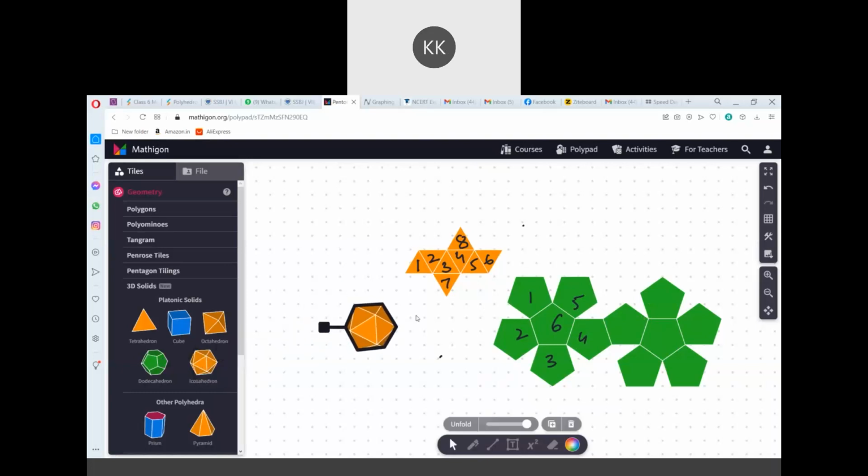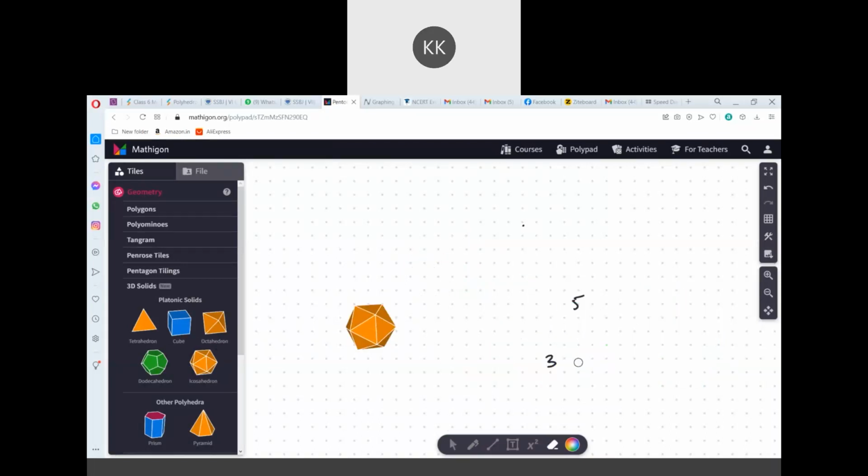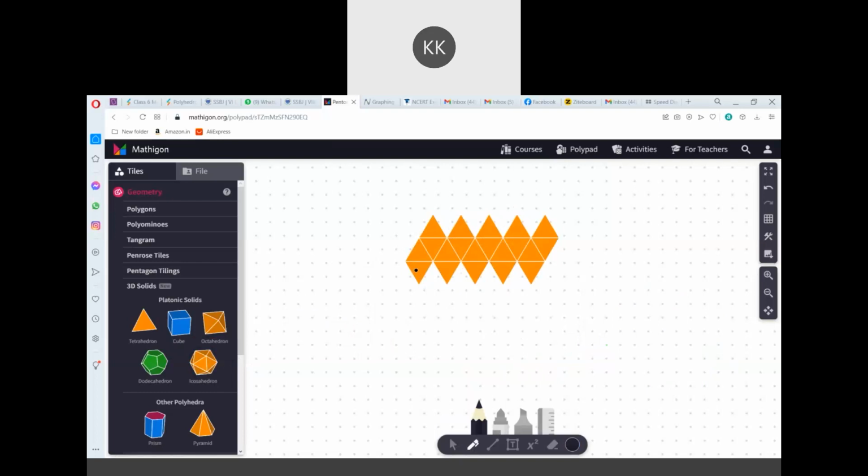Let me take this one, icosahedron. These are the different names given. Icos refers to 20. Now if I open this icosahedron, count the number of triangles. 1, 2, 3, 4, 5, 6, 7, 8, 9, 10, 11, 12, 13, 14, 15, 16, 17, 18, 19, 20 triangles are present. This is called an icosahedron.